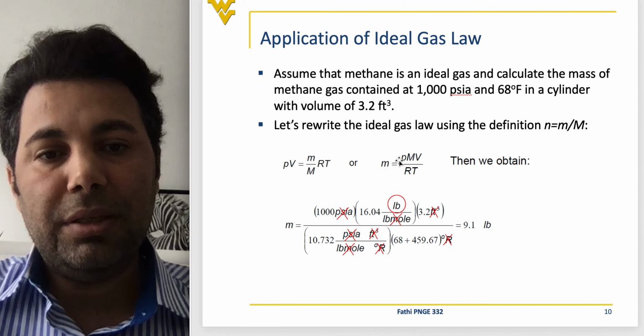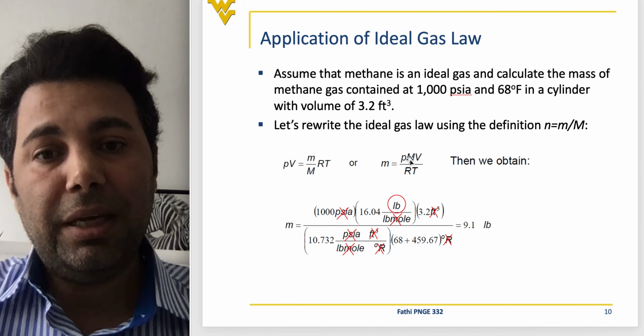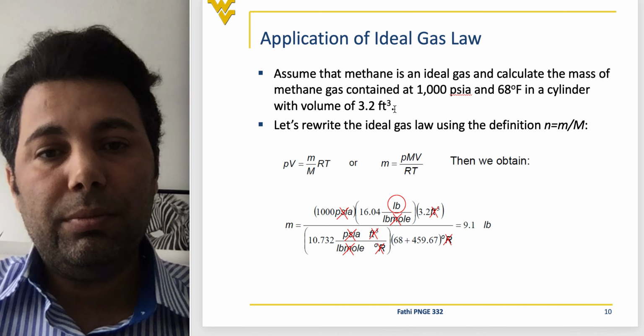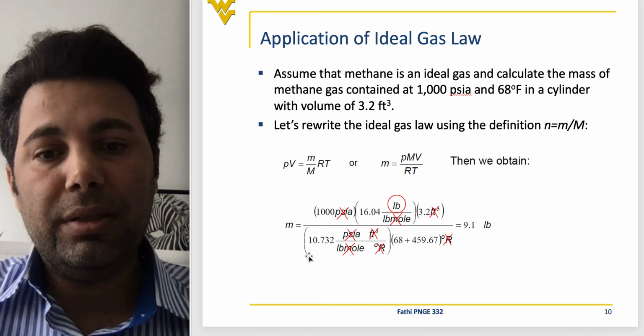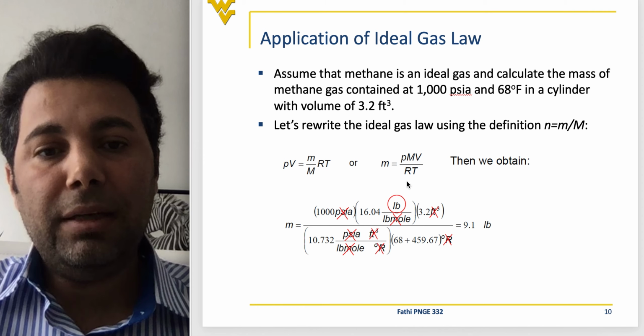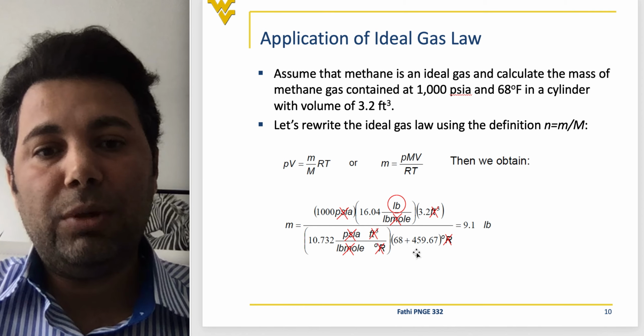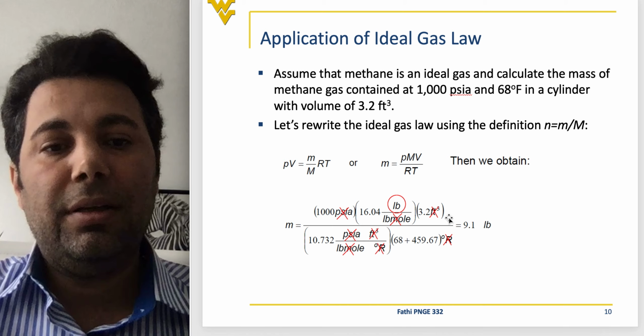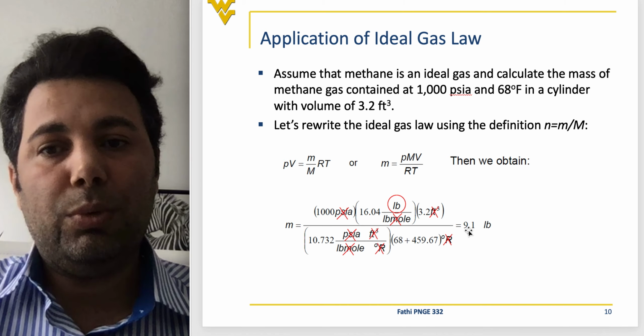Pressure, 1000 psi, is given. The molecular weight of methane, we know methane is CH4, so it's 16. Volume is given, 3.2. R is 10.732. And temperature, we convert to Rankine by adding 460. And we can come up with the mass of 9.1.